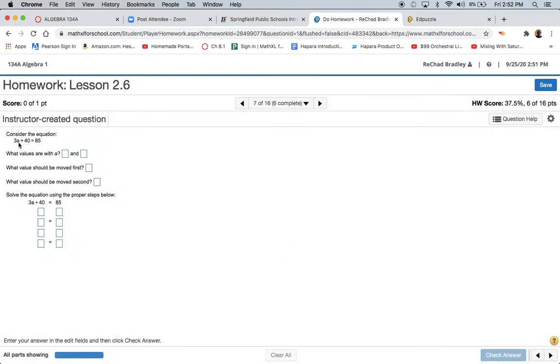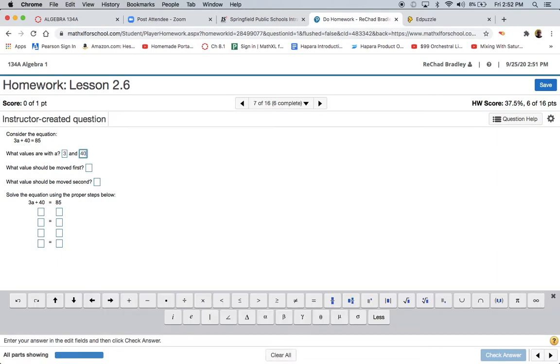The values with a, again, it's just moving all over the place. So a here is with 3 and 40. The first value that should be moved is the weaker of the two, which is the 40. And the second value that should be moved is the 3.